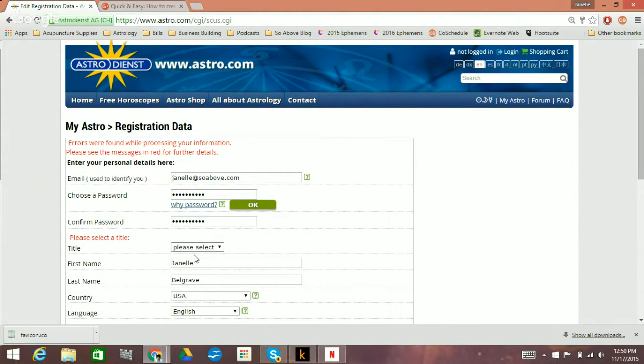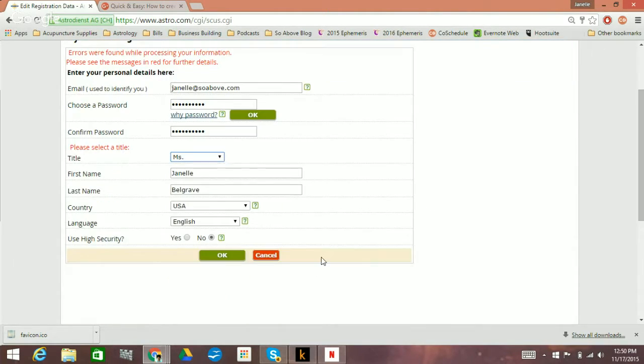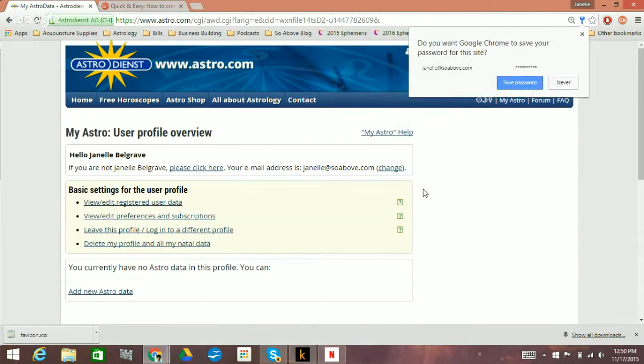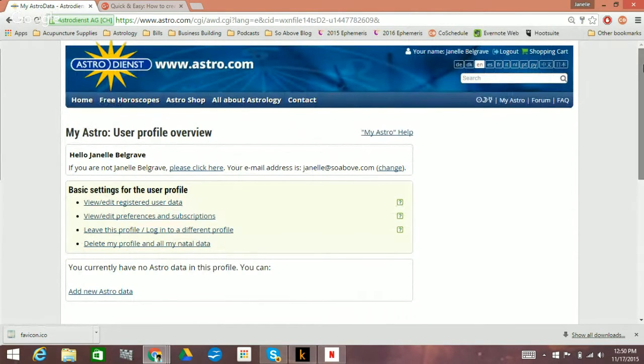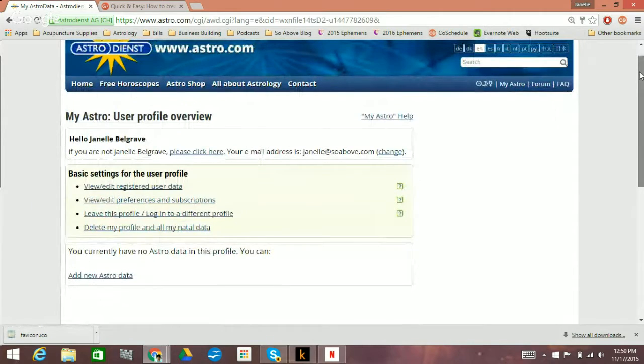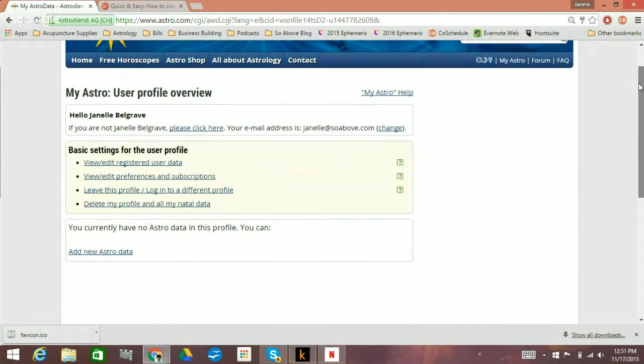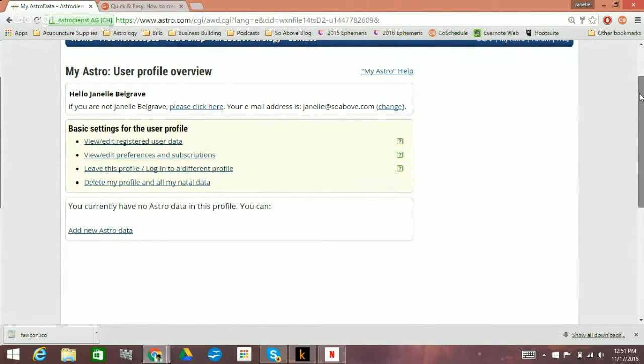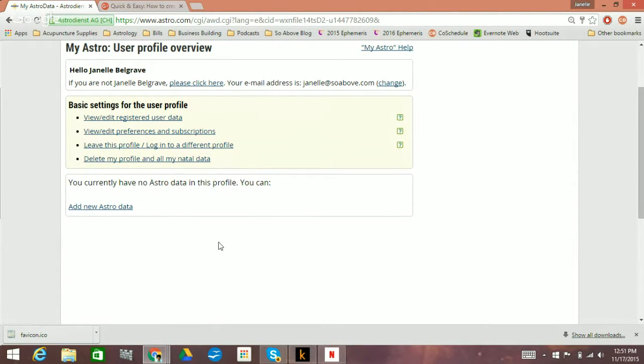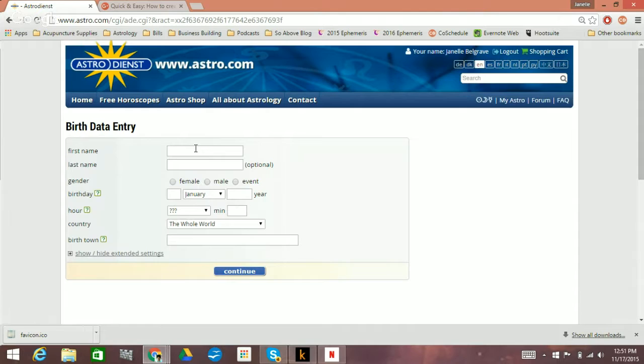Let's see what's going on here. Oh, there we go. Okay, so we have a brand new account. It's going to take you to a page where it's going to ask you to fill in your user profile. But you can also add astrology info here if you want. So it's going to ask you to add astro data, which we can totally do. And I'll show you a different way of doing this too.